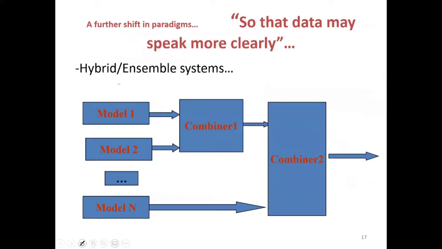We see a further shift in paradigms. I used to say, let the data speak. It's a policy and it works. However, we are now saying let the data speak more clearly. So the idea of ensemble and hybrid methods is that you might have to go for them when the individual models fail. You don't start with them, you try the simple ones first. If they fail, then you might have no option but to go for hybrid or ensemble, in which case we want the data to speak even more clearly.